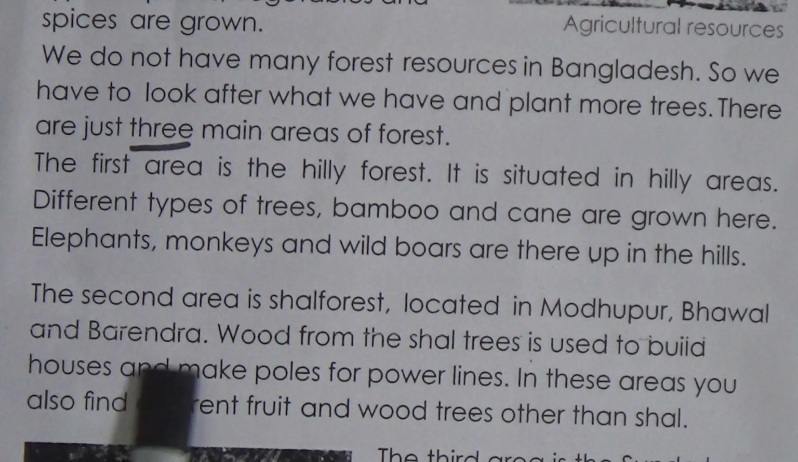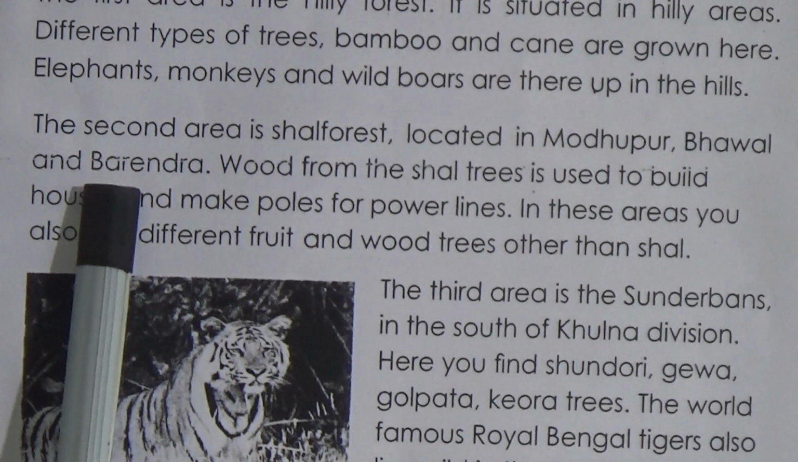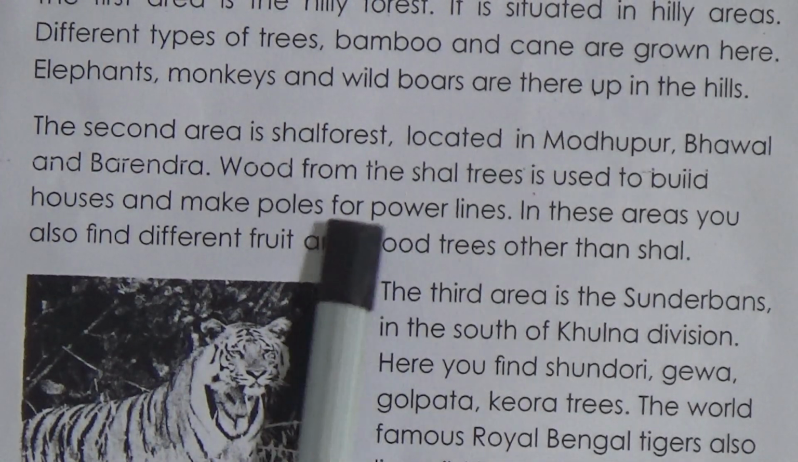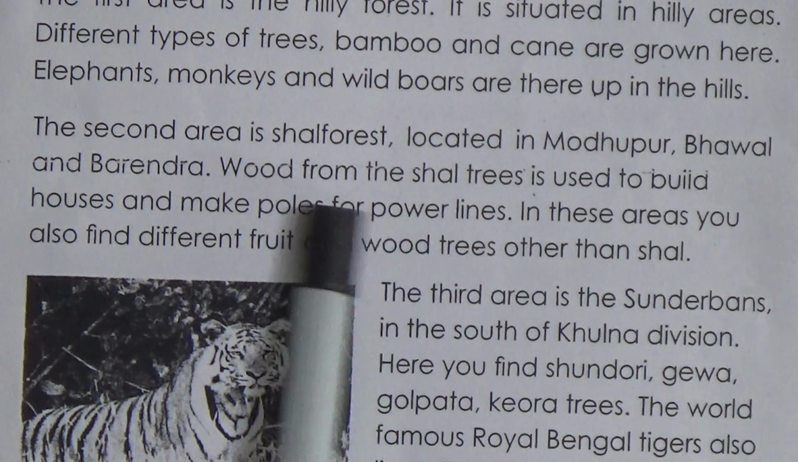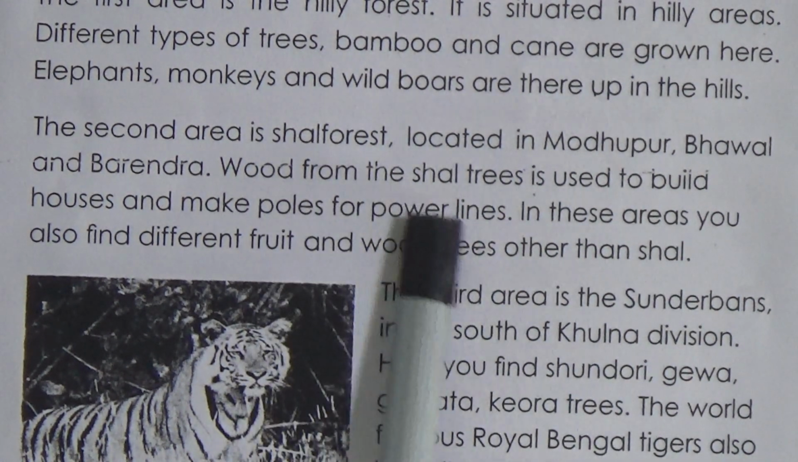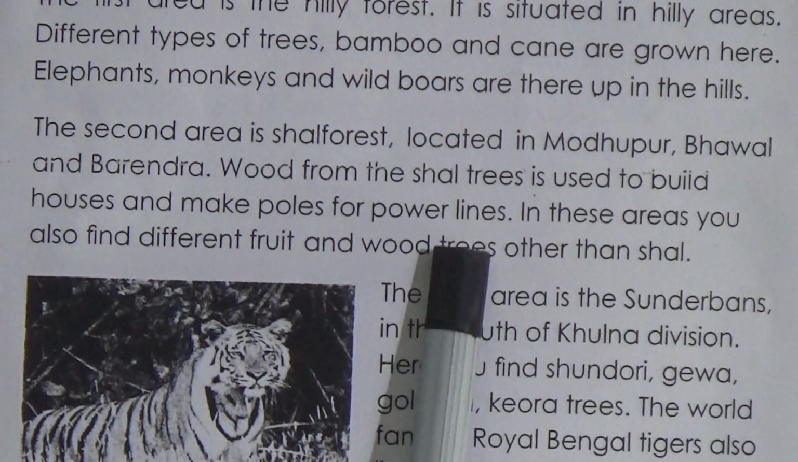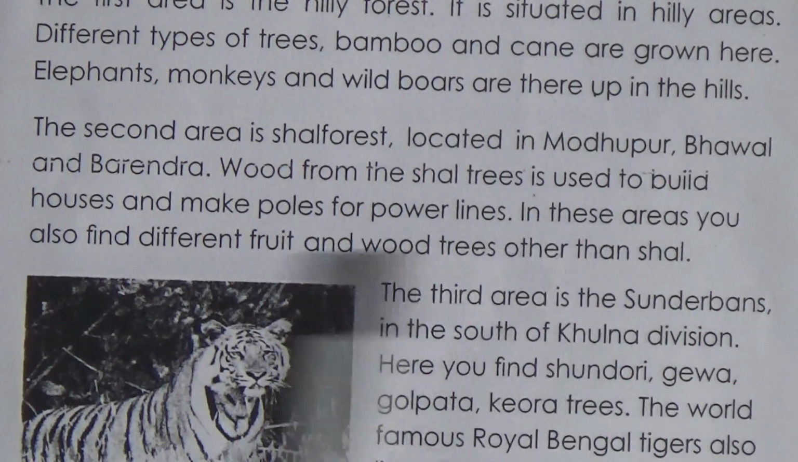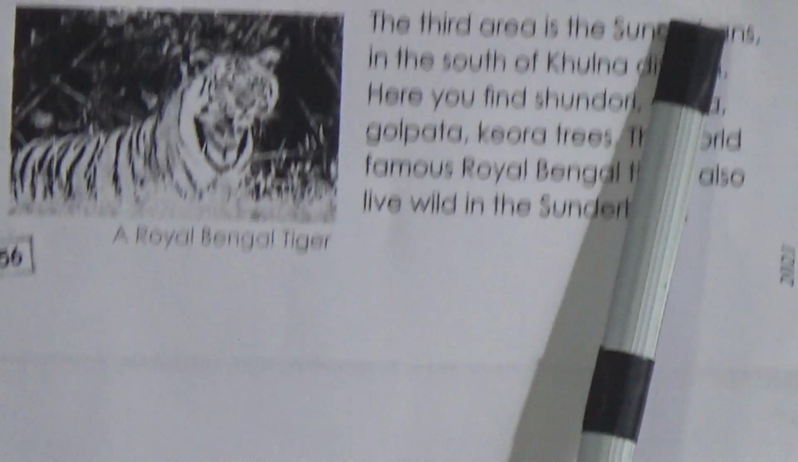The second area is the shal forest, located in Madhupur, Bhawal and Barendra. This is called the shal forest. So wood from the shal forest is used to build houses and make poles for power lines. In these areas, you will also find different fruit and wood trees other than shal.